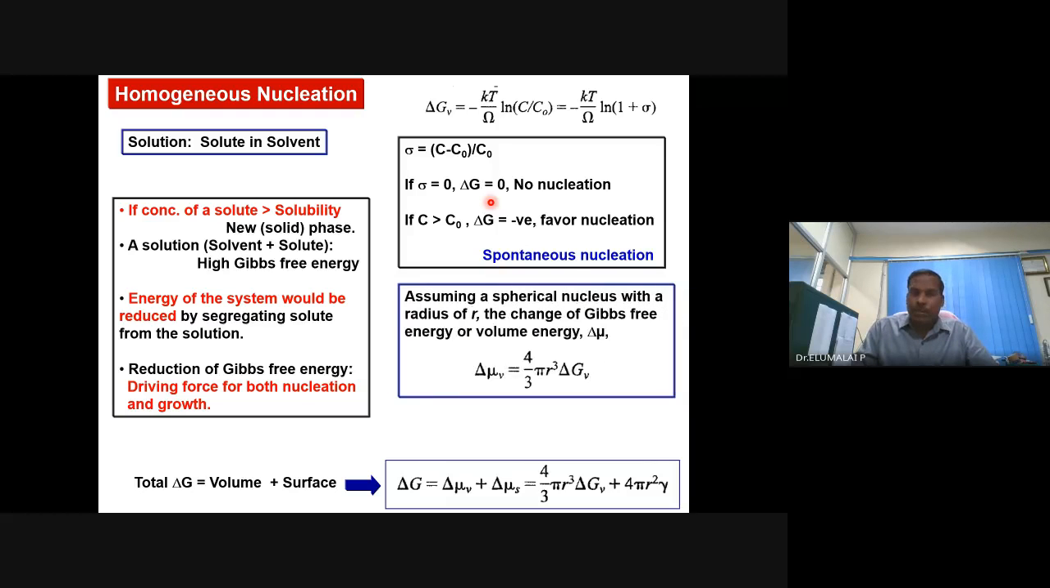So then to get a precipitation, this C must be greater than C0. So then sigma will be non-zero. If sigma is non-zero, delta G is equal to minus kT by omega into ln 1 plus sigma. Let's assume sigma is 1. Then it will become ln 2, and minus kT by omega ln 2 will give some negative delta G. And we are talking about homogeneous nucleation, synthesis of nanostructures from two identical phases, liquid phases, simply. And for that system, when this condition is met, delta G is negative. When delta G is negative, a spontaneous nucleation will take place.